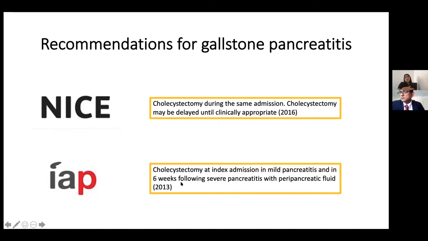So essentially, this was just a brief introduction to the concerns that aberrant anatomy can bring about, and also the indications for surgery in these patients.